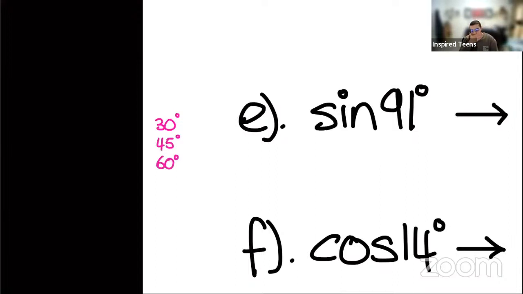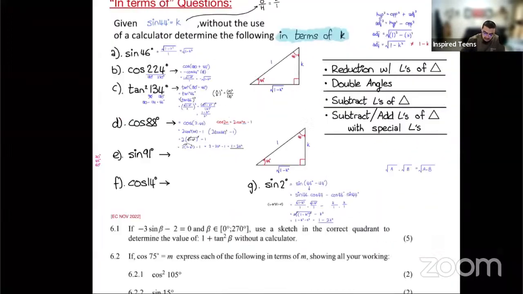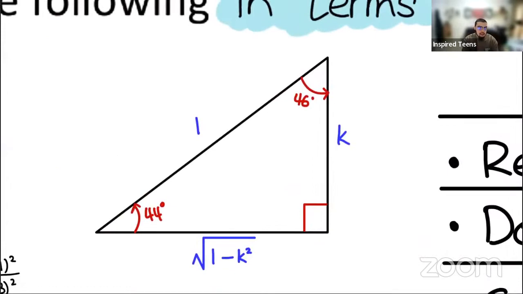Okay, here we're going to add or subtract one of the triangle's angles with a special angle. So 30, 45, and 60. We're going to try and get 91 by either subtracting or adding anything to each other. So now you want to try, right? Let's just say 60 plus 46. That doesn't work because that gives me 106. Remember, I'm trying to get 91, right?